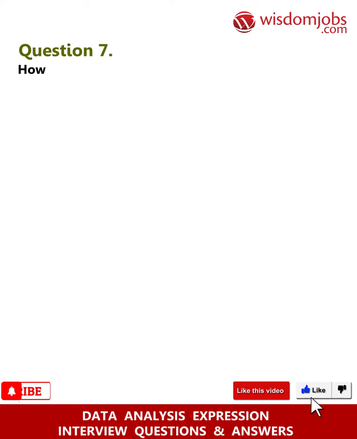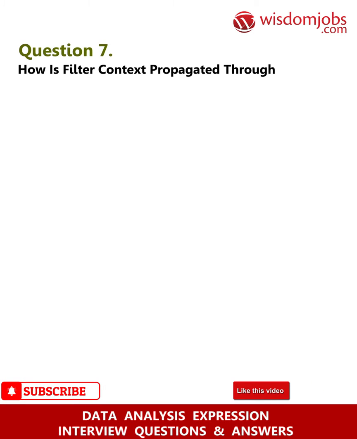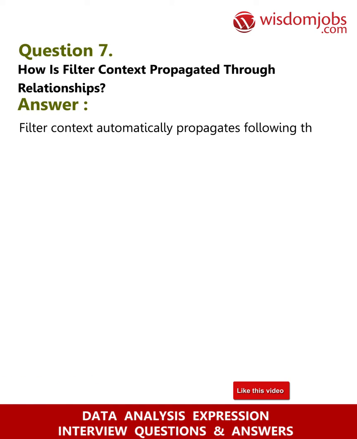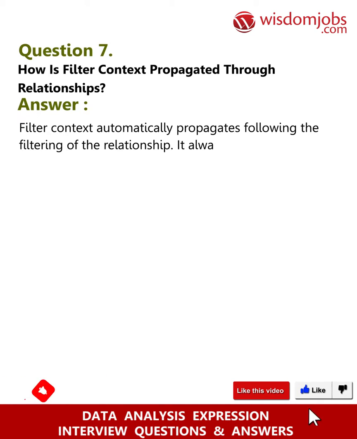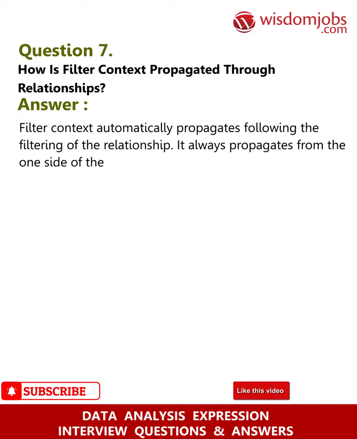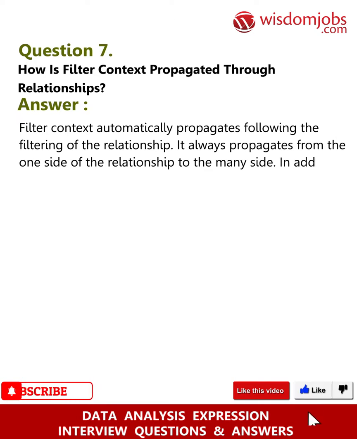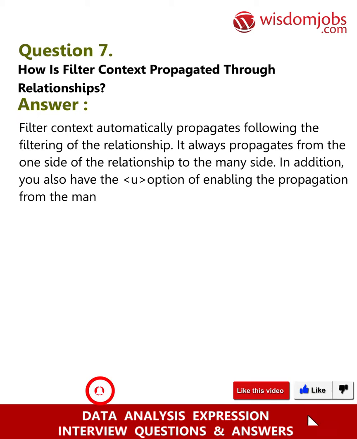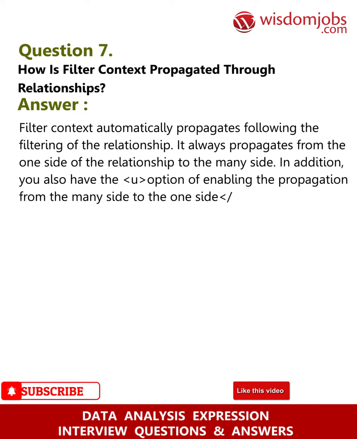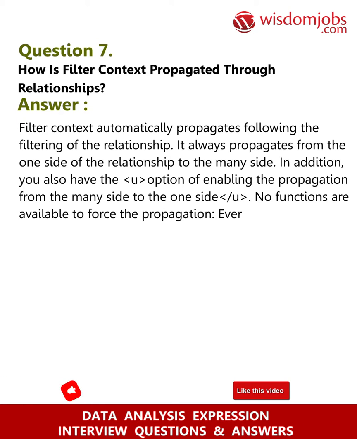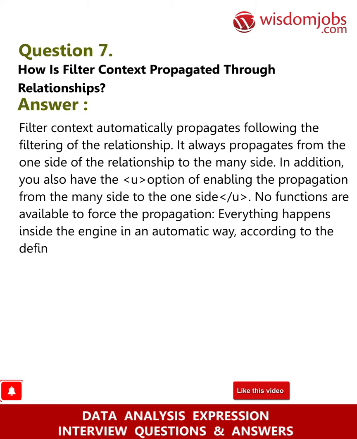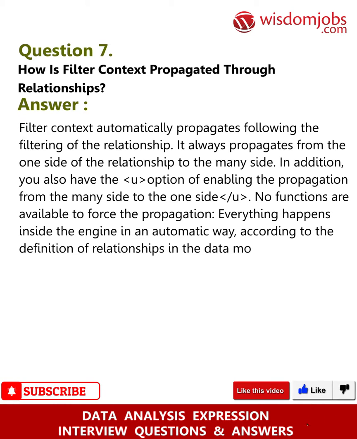Question 7. How is filter context propagated through relationships? Answer. Filter context automatically propagates following the filtering of the relationship. It always propagates from the one side of the relationship to the many side. In addition, you also have the new option of enabling the propagation from the many side to the one side. No functions are available to force the propagation. Everything happens inside the engine in an automatic way, according to the definition of relationships in the data model.